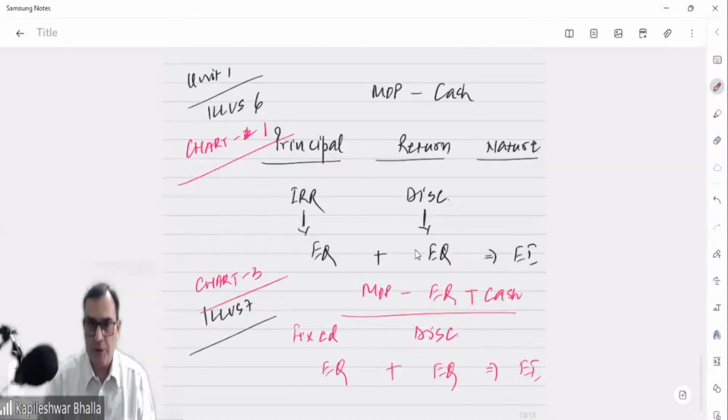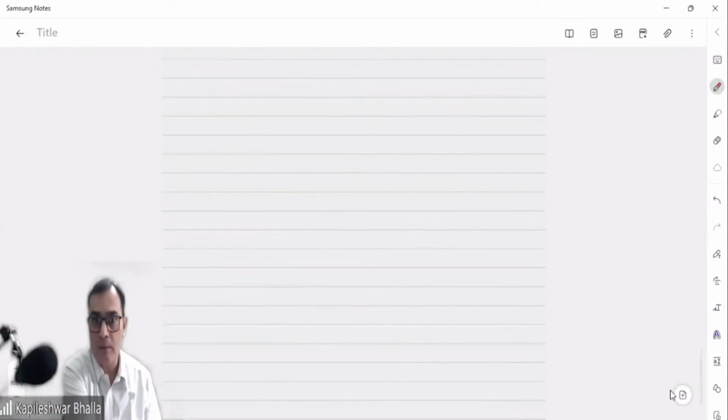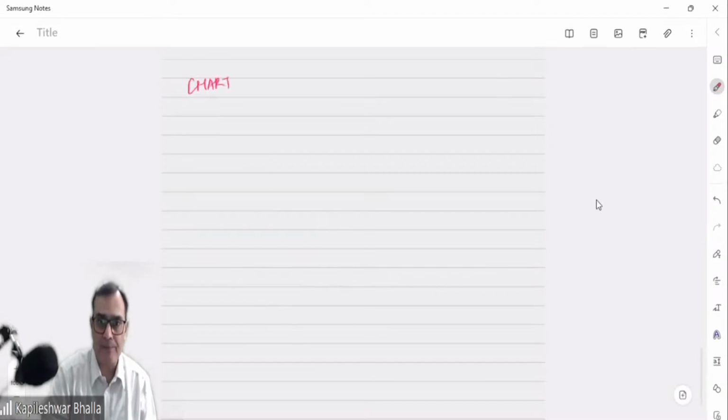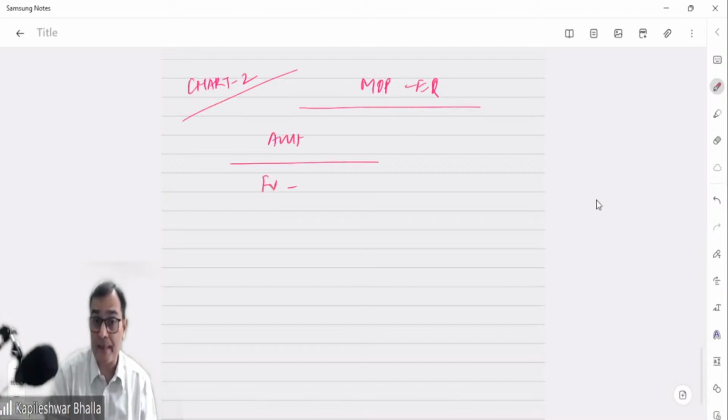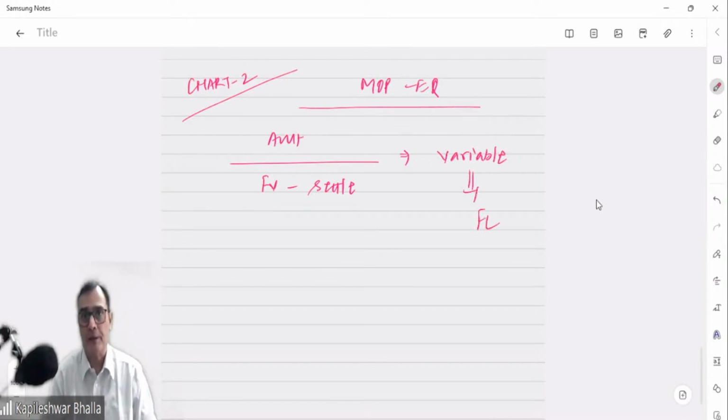So if I connect you to illustration 8, now we are looking at all the permutation combinations. This question is based on my chart number 2 technically, where my mode of payment is supposed to be equity shares. And it has very clearly said that whatever amount you need to pay will be divided by the fair value at the time of settlement. Since you're going to consider the fair value at the date of settlement, you are going to issue a variable number of shares. And if you're going to issue a variable number of shares, it is undoubtedly a financial liability.